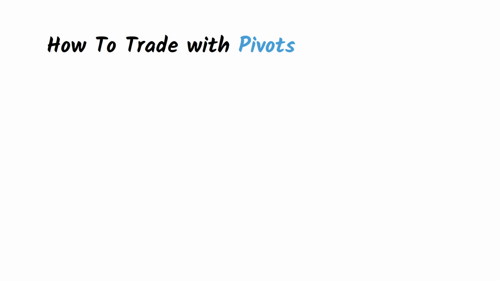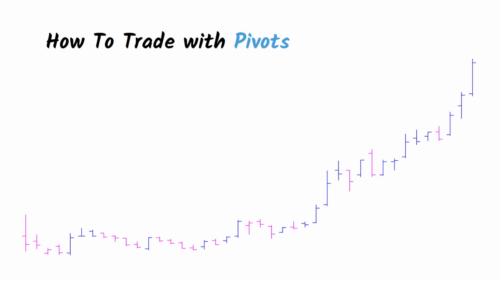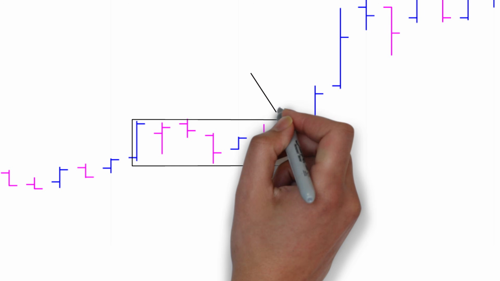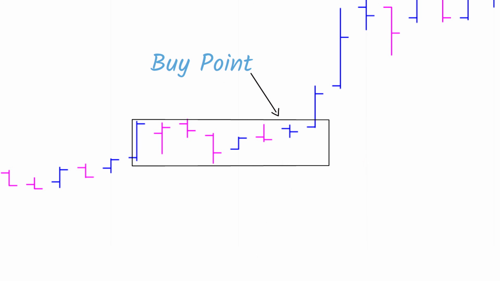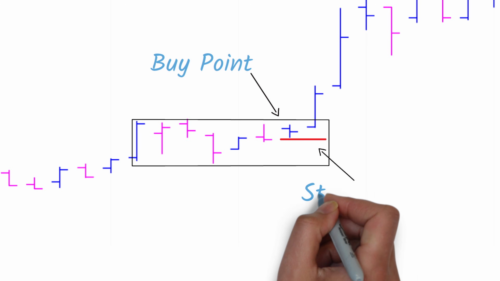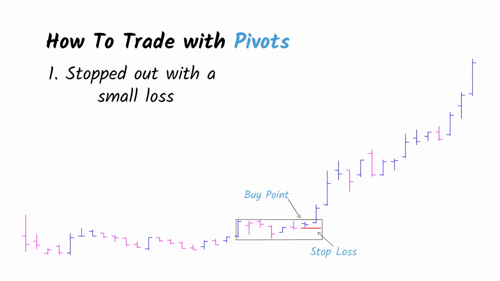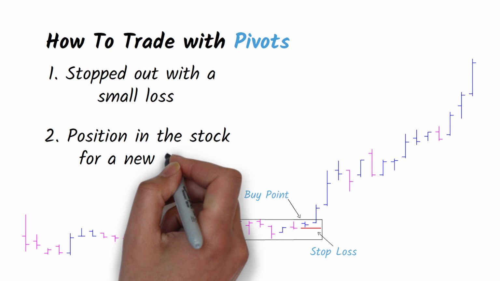Regardless of your definition of a pivot point, you want to enter the stock as close to that level as possible. By doing so, you allow yourself to set a tight and logical stop on the other side of the pivot. This way, there are only 2 potential outcomes. You're either stopped out with a small loss if the stock reverses at the pivot, or you have a position in the stock just as it is starting a new trend.